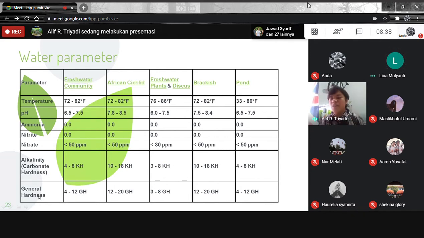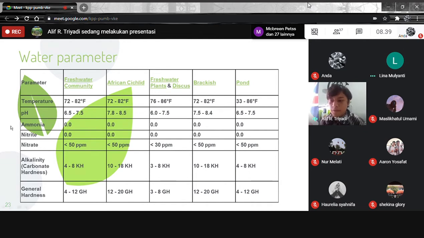In Indonesia, we live in a tropical country, so the temperature doesn't need to be regulated like outside of Indonesia where they have snow or winter. Now, because the water in our country doesn't freeze, we don't need to worry about this. However, with pH, we sometimes have to worry.